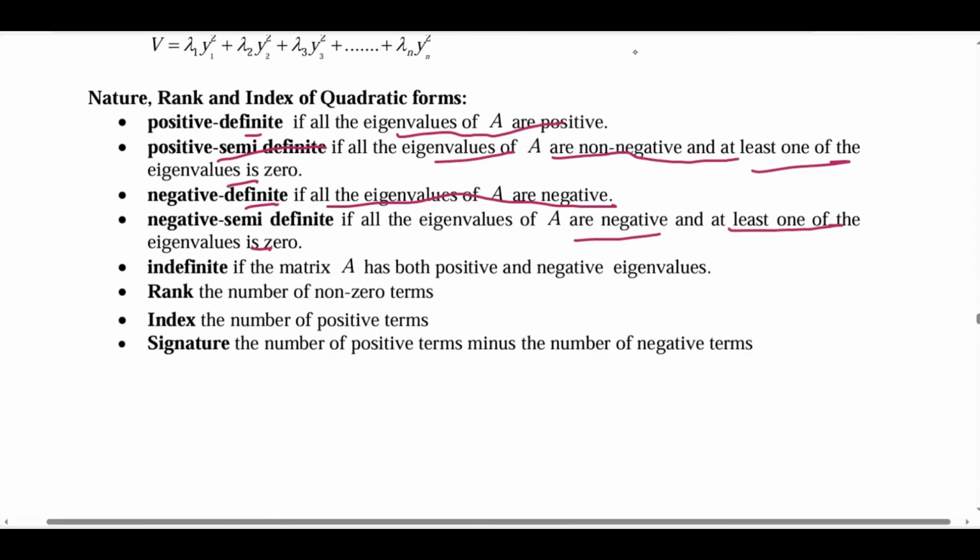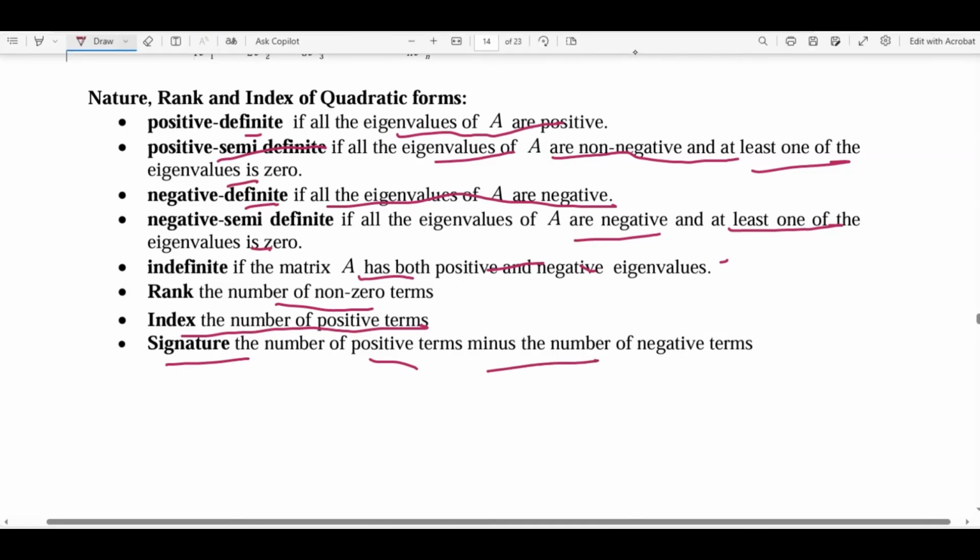Indefinite if the matrix A has both positive and negative eigenvalues. Rank is the number of non-zero terms. Index is the number of positive terms. Signature is the number of positive terms minus the number of negative terms.